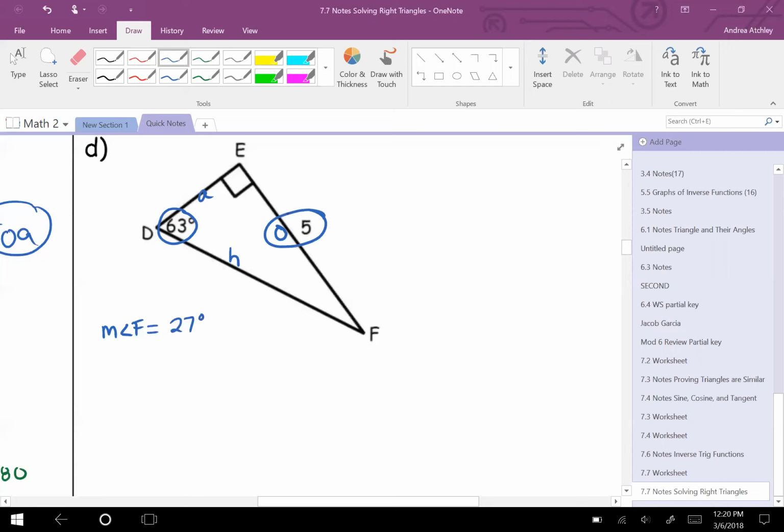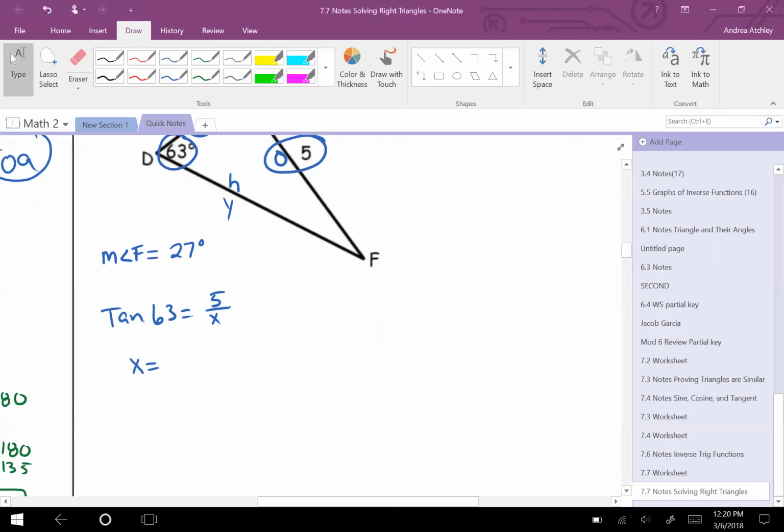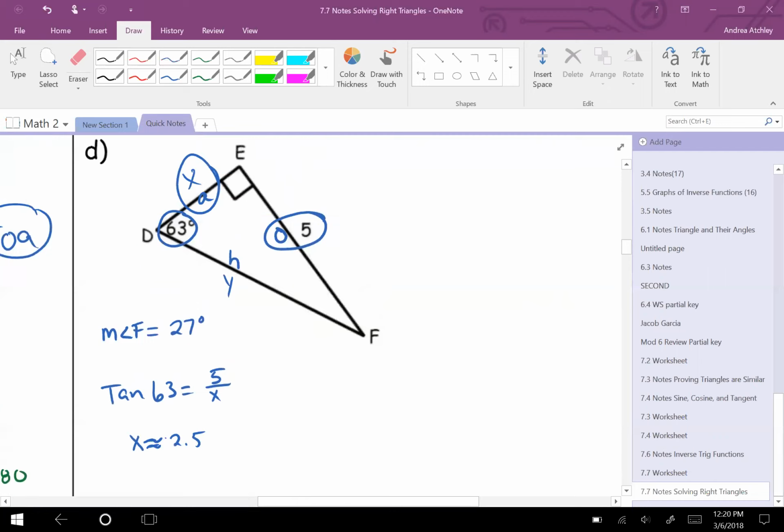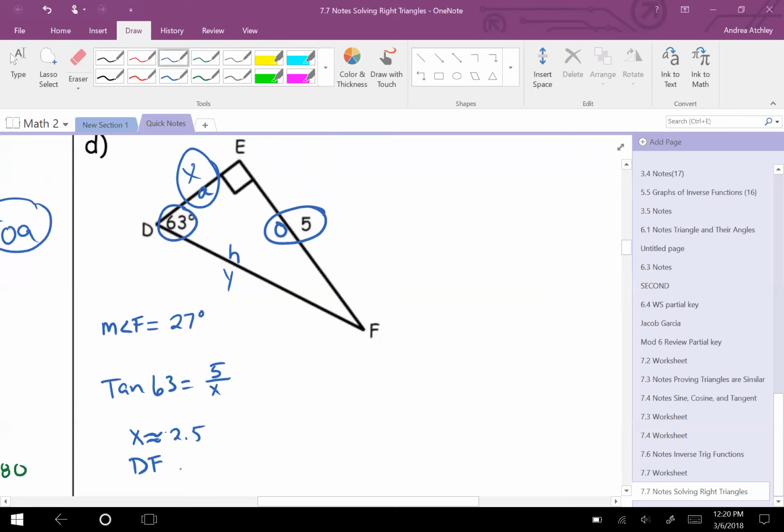The 5 is the opposite side, and I'm going to find this is x and this is y. So to find x, I'm going to have the tangent of 63 equals the opposite of 5 over the adjacent of x. If I solve that, I would get x equals, let's double check my answer, about 2.5, and that was DE, was about 2.5.